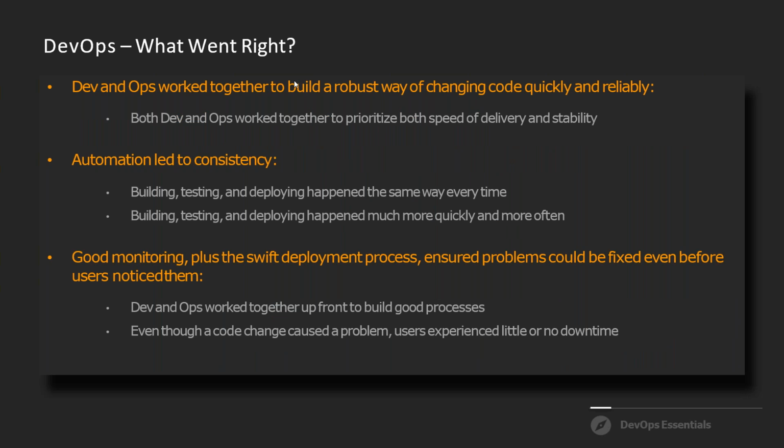What went right here in DevOps is that Dev and Ops work together to build a robust way of changing code quickly and reliably. Both Dev and Ops work together to prioritize both speed of delivery and stability. Automation leads to consistency. When we are doing things manually multiple times, there are high chances that you might do it wrong. But when it is automated, it's the scripts, the application servers, and the configuration management servers which take care of deployment, and there is no chance of doing it wrong. Building, testing, and deploying happen the same way every time, and much more quickly and more often. Good monitoring plus the swift deployment process ensured problems could be fixed even before users noticed them.